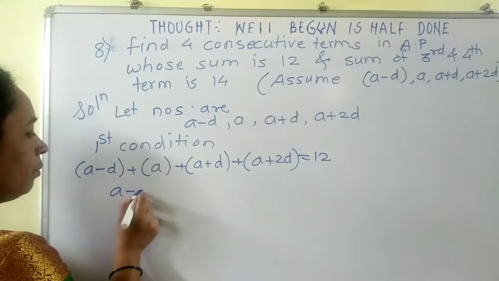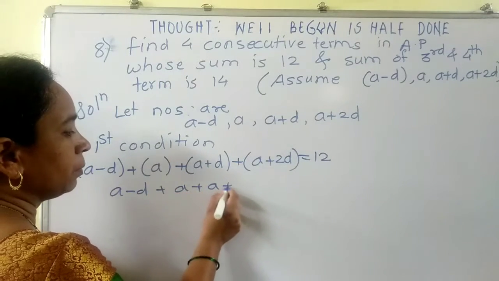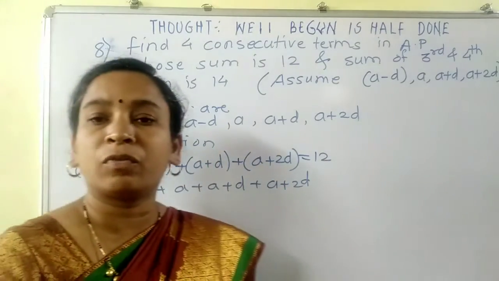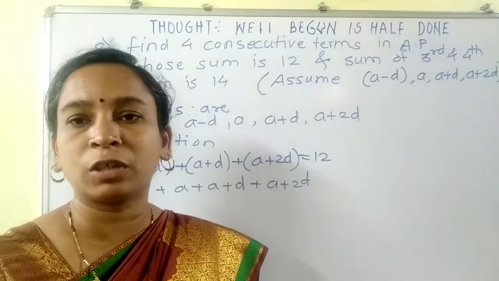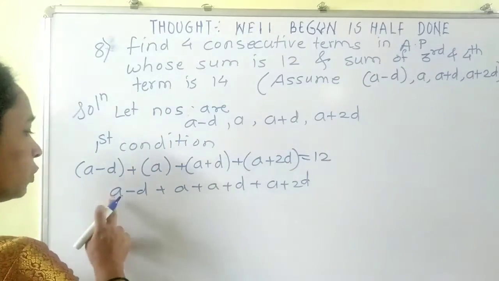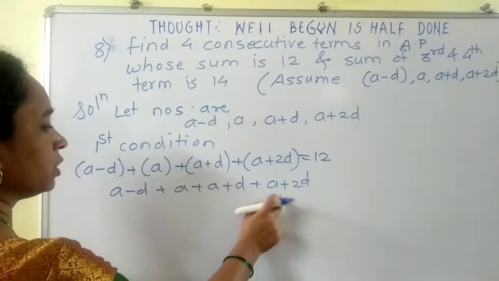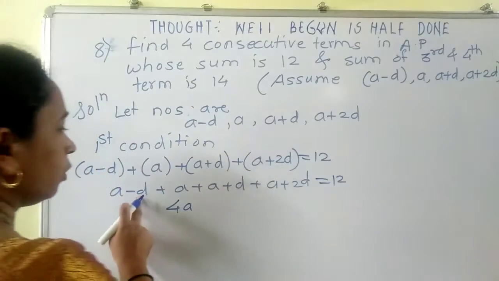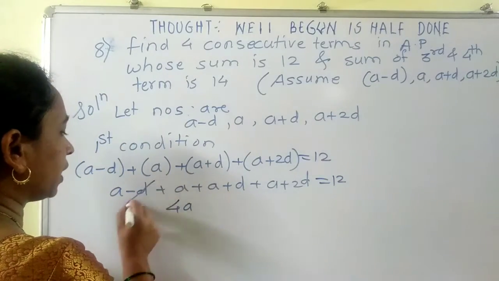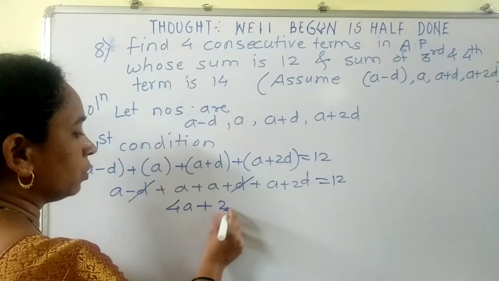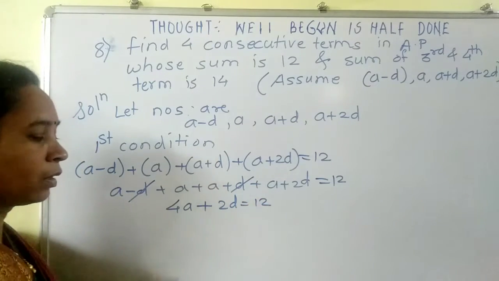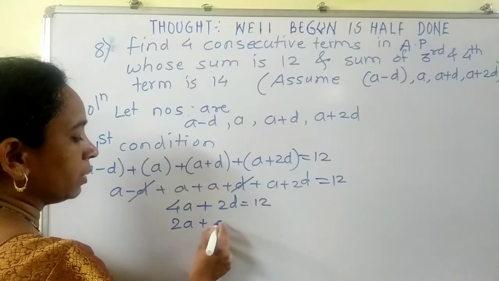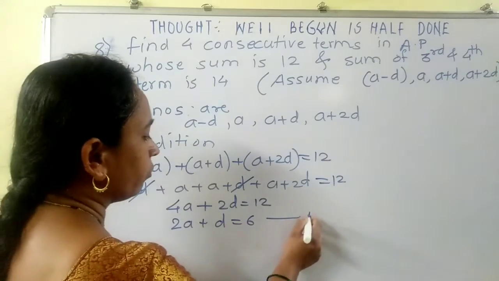Open the bracket: A minus D plus A plus A plus D plus A plus 2D. These numbers I have taken as they are because before the bracket there is a plus sign, so we should not change the sign in the bracket. So A, how many times? It is 4 times, so we get 4A. Here 12 is left. Now this D and this D will cancel each other, and only 2D is left, equal to 12. If you divide this by 2, we get the answer 2A plus D is equal to 6. So this is my first equation.